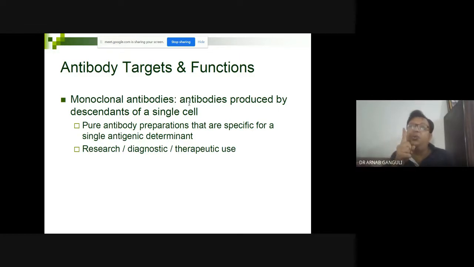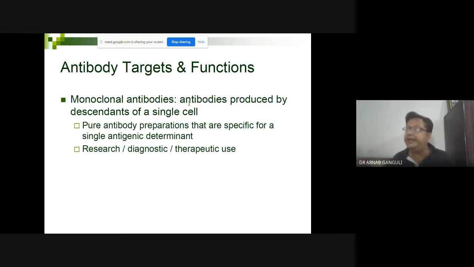So each B cell is a clone. A monoclonal antibody is an antibody which is against one shape. It is produced from the descendants of a single cell. Say against the triangle shape you have an antibody formed, and that particular cell making that antibody against the triangle antigen produces many clones of itself. So the antibody will be made only against the triangle shape. This is known as a monoclonal antibody.